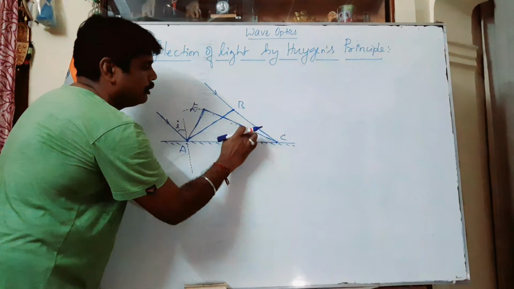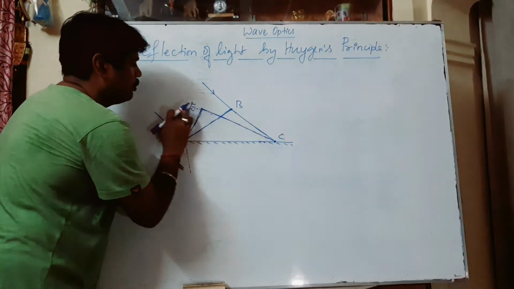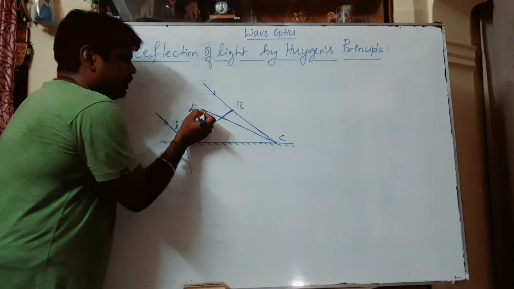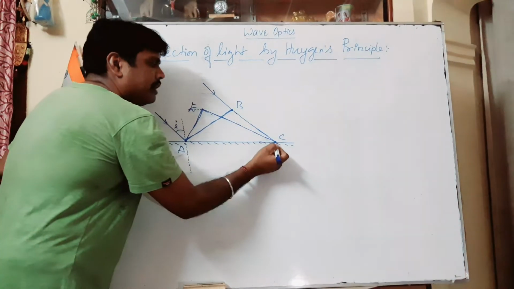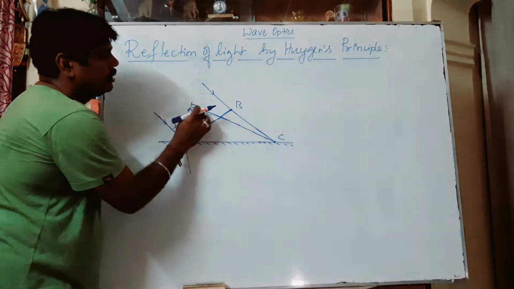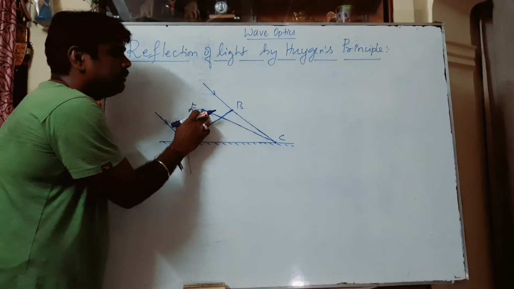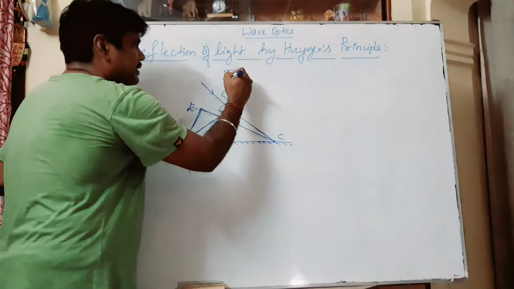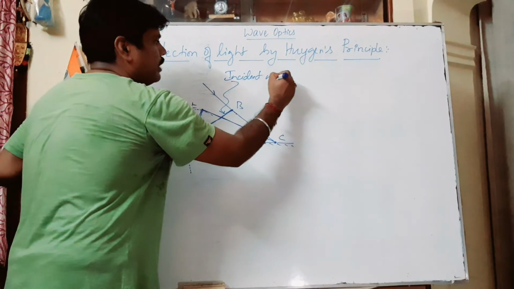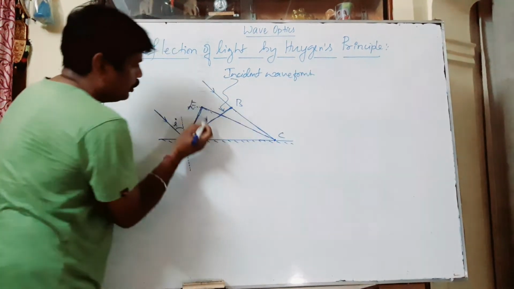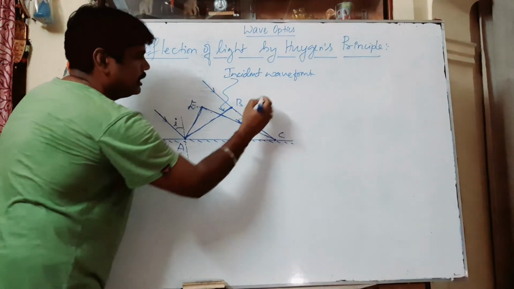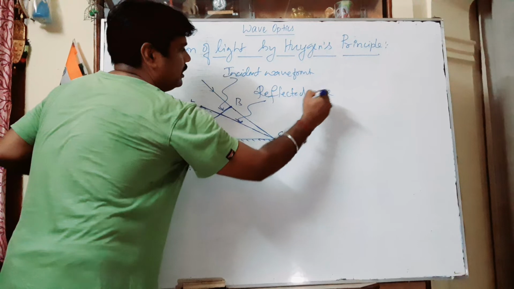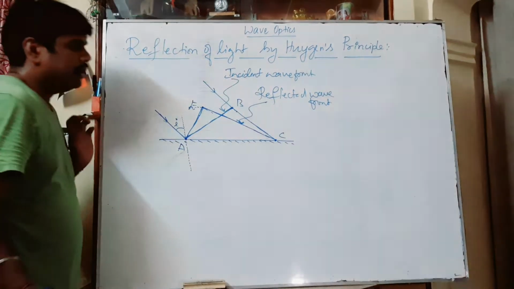I don't want to make this complicated, that's why I write only one wavefront here, the first disturbance's secondary wavelets. If you draw a tangent to all the secondary wavelets, you will get one more wavefront. This is called the reflected wavefront and this is called the incident wavefront. This is the incident wavefront. And what about this? This one is the reflected wavefront.